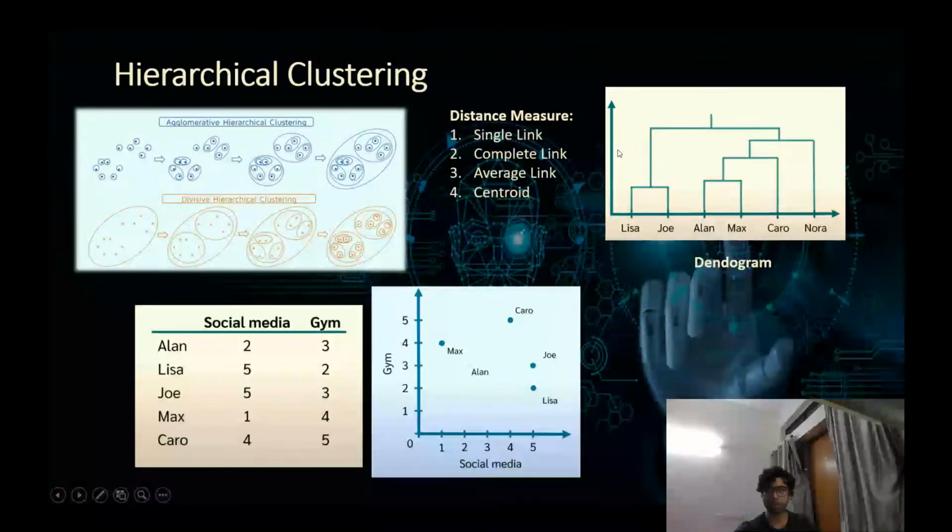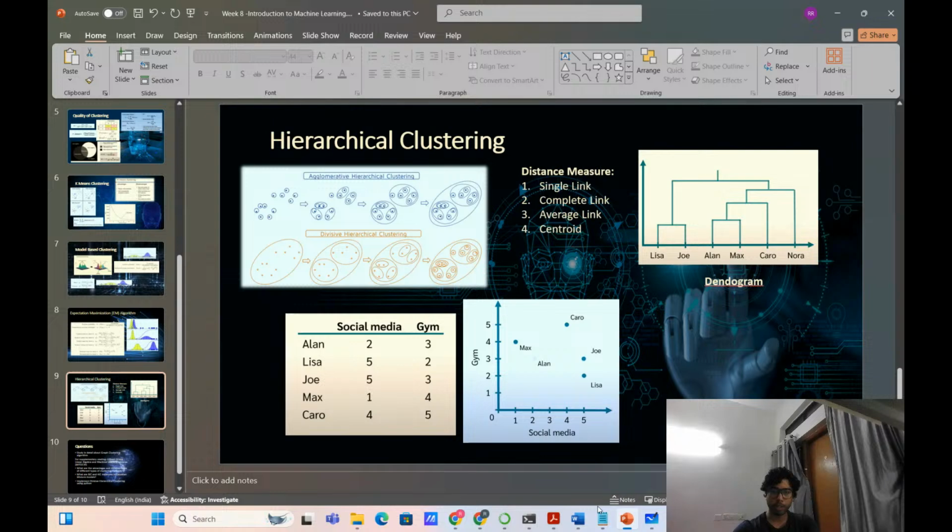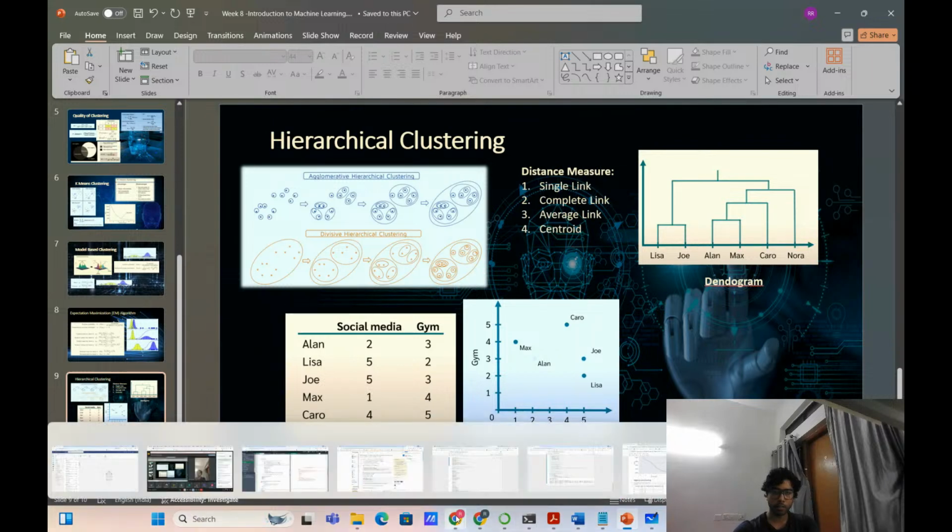If you want 3 clusters, you cut from here. So basically you will be cutting through 3 vertical lines. So in this case, first cluster Lisa Joe, second cluster Alan Max Caro, third cluster is Nora. Okay, so this is how you make clusters using agglomerative clustering. So we'll quickly see one exercise.